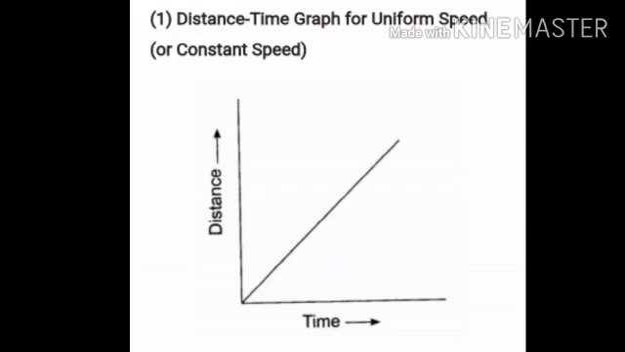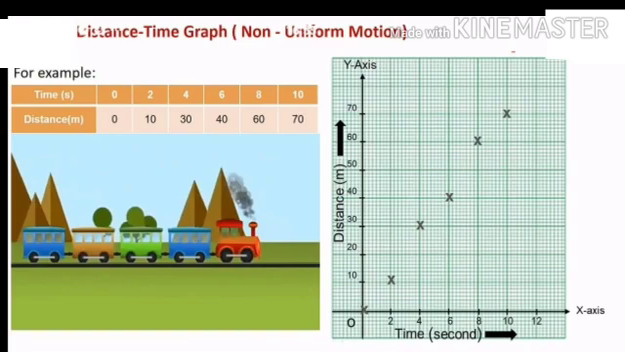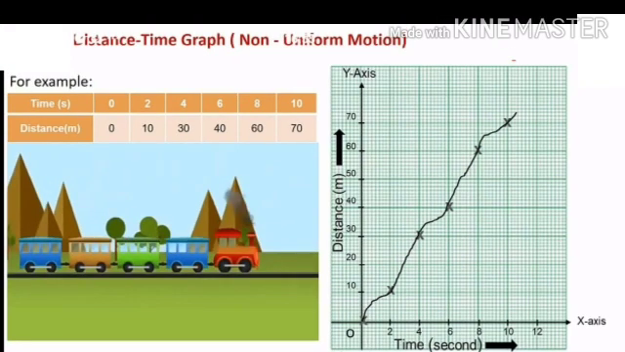Now we will see the distance time graph for non-uniform motion. A body has a non-uniform motion if it travels unequal distances in equal intervals of time. For example, the motion of a train starting from the railway station. The distance time graph for a body having non-uniform motion is a curved line as shown in the figure.